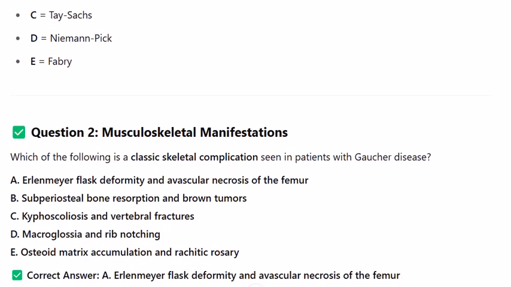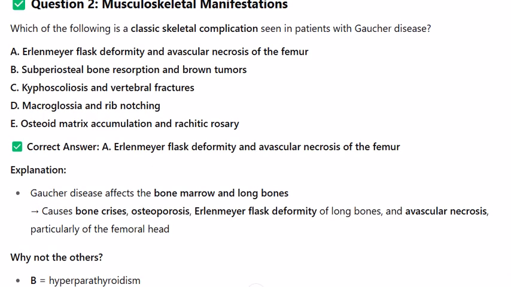Question 2. Musculoskeletal manifestations. Which of the following is a classic skeletal complication seen in patients with Gaucher disease? A. Erlenmeyer flask deformity and avascular necrosis of the femur. B. Subperiosteal bone resorption and Brown tumors.